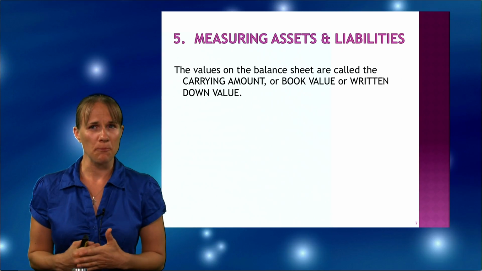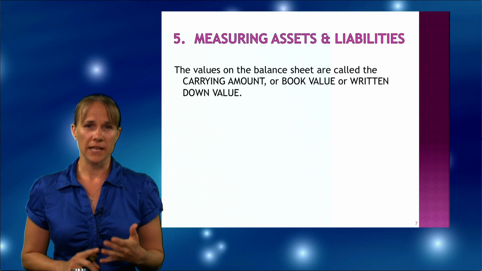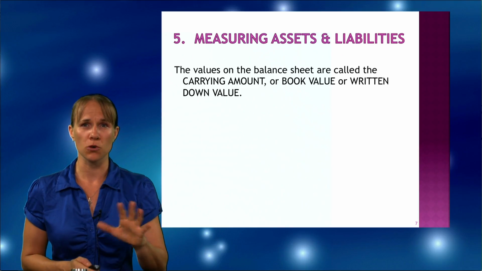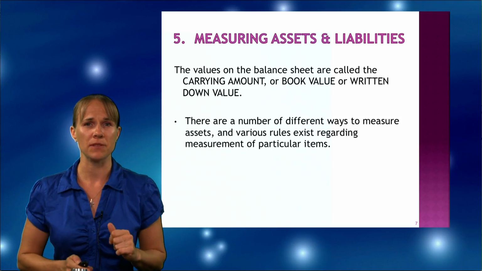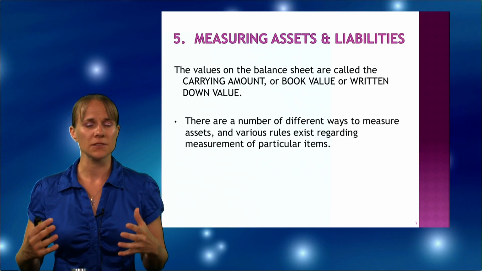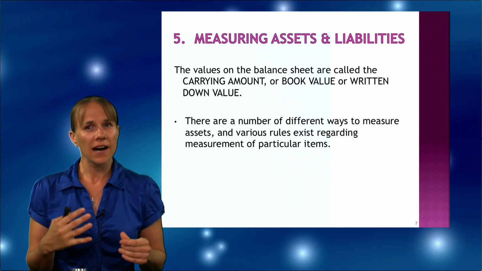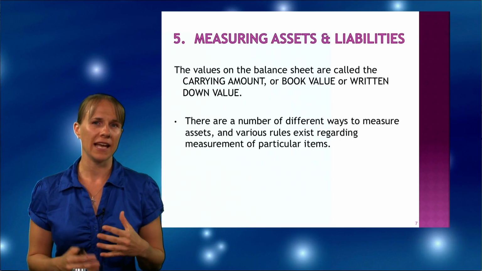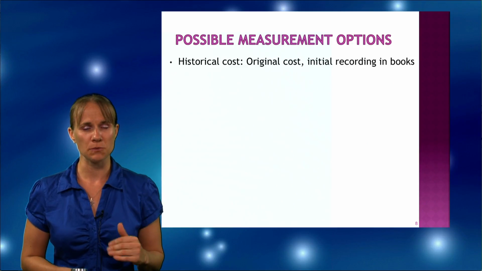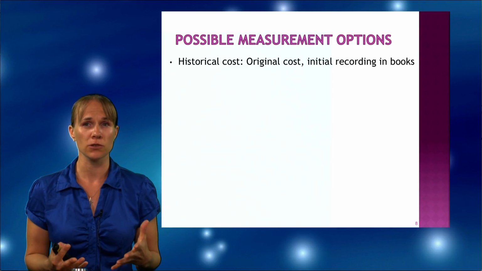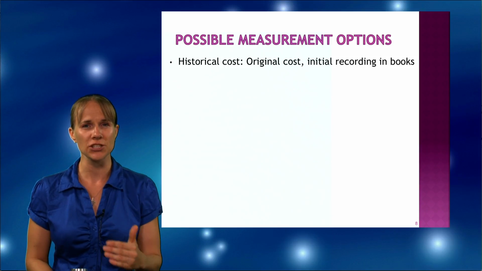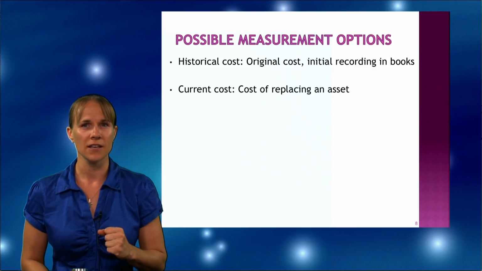Now looking briefly at measuring assets and liabilities. The values on our balance sheet are what we call the carrying amount, or the book value, or the written down value. These all more or less mean the same thing, and they can be quite interchangeable. There are a number of different ways that we can measure assets, and we've got various rules about how we measure particular items. Some possible measurement options: historical cost. Historical cost is the original cost of an asset. So it's what we initially record our assets in the books as.